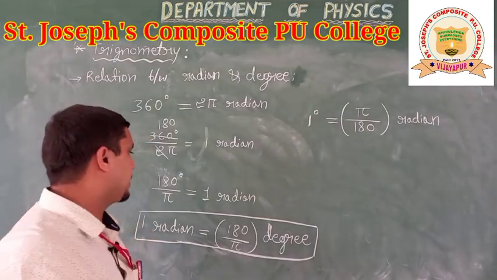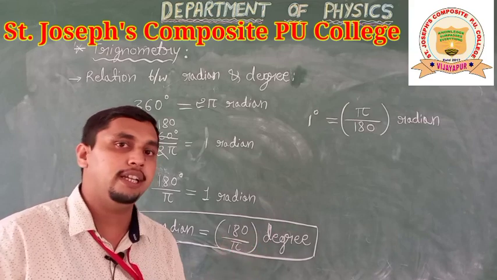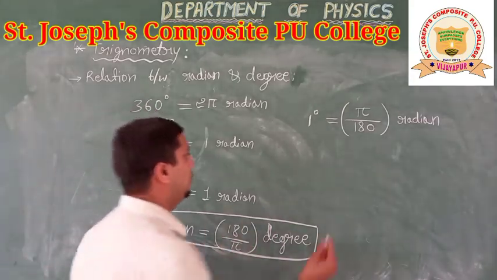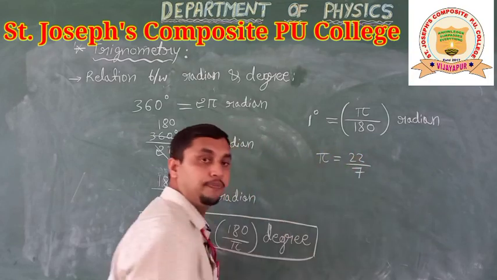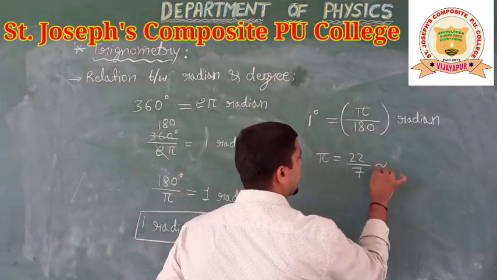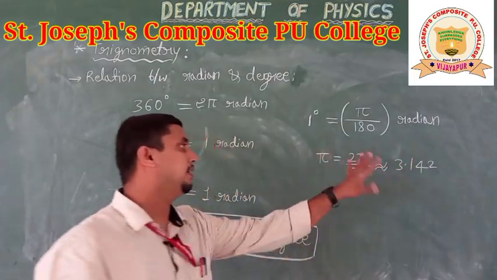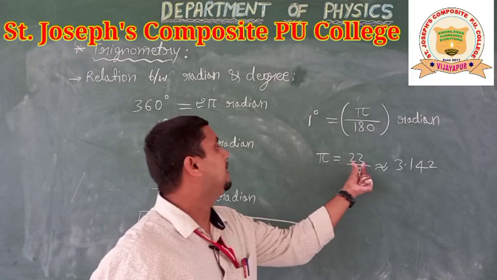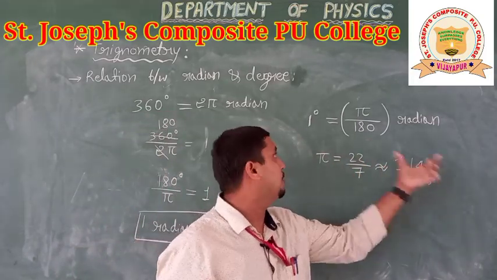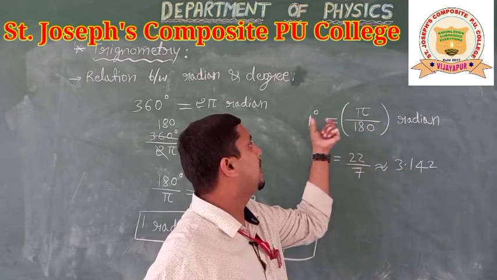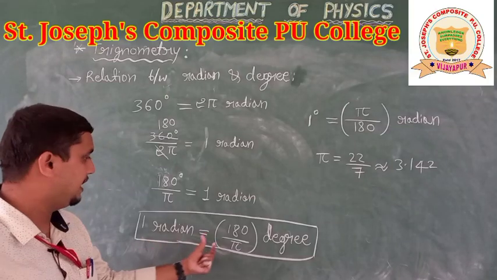So you may ask which value I have to take for pi. If I take pi equal to 180, then it is wrong. The pi value you already know commonly: pi is equal to 22 divided by 7, or approximately 3.142. I will take 3.142 here. If you substitute pi equal to 22 by 7 or 3.142, you will get the idea of how many radian 1 degree is, or in the reverse way, how many degree 1 radian is.